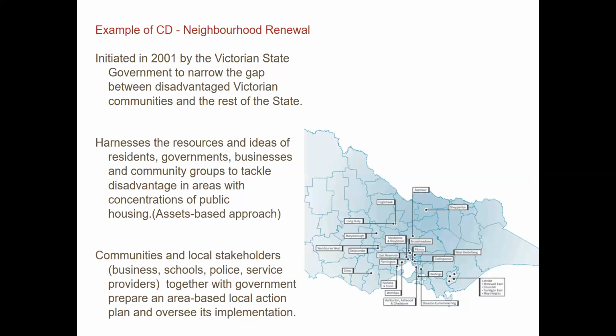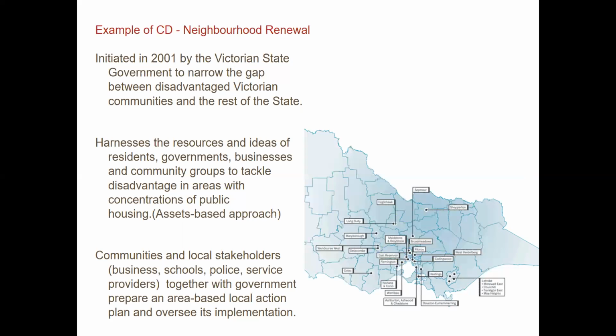One example, I'm not going to go through all of this, that was sort of a statewide approach to community development was the Neighbourhood Renewal Program, which was initiated by the Victorian State Government back in 2001. And the aim of this was to narrow the gap between disadvantaged Victorian communities and the rest of the state. So it was about harnessing the resources and ideas of residents, governments, businesses and community groups to tackle disadvantage in areas with concentrations of public housing.